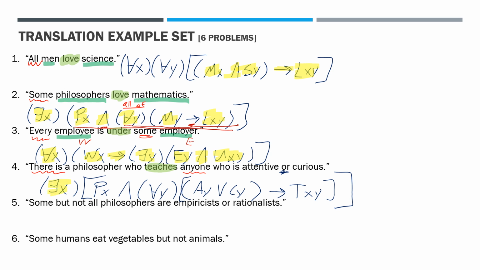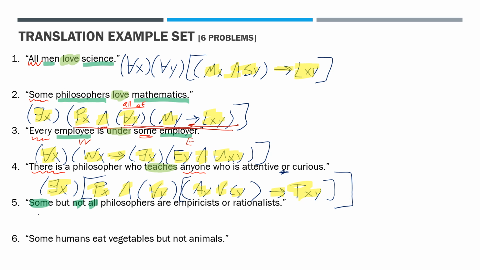There is some X such that X is a philosopher, and for all Y, if Y is attentive or Y is curious, then X teaches Y. Number 5, some but not all philosophers are empiricists or rationalists. Notice that we have some, so we have a particular sentence, and we're also having this all, but it's being denied. So we should really treat this as a conjunction, and one of its conjuncts, so to speak, will be denied.